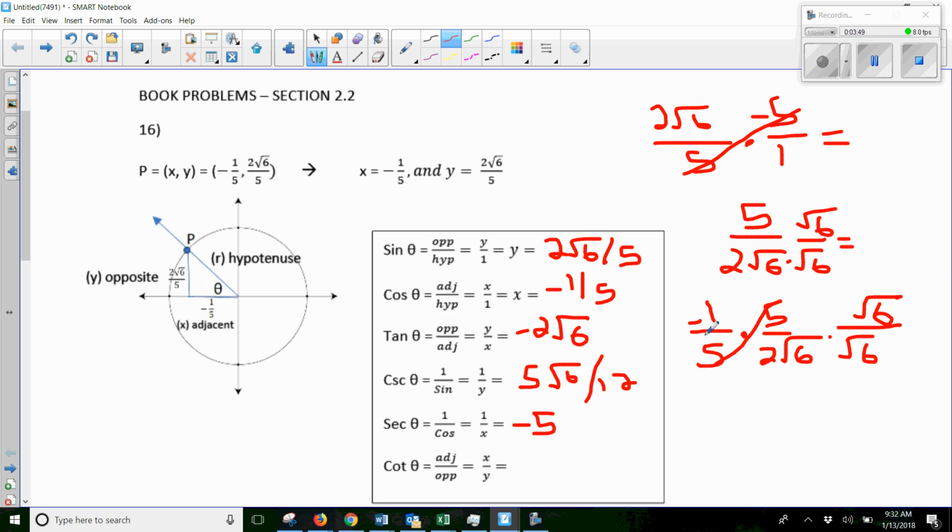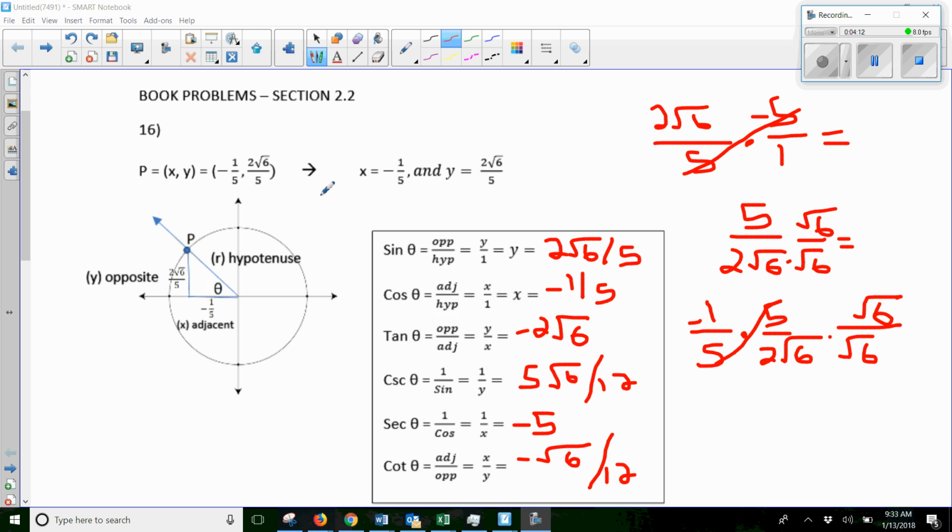Okay, so now on top we'll have negative root 6, and in the denominator square root of 6 times square root of 6 is just 6, and 6 times 2 is 12. So you can see you end up with negative square root of 6 over 12.